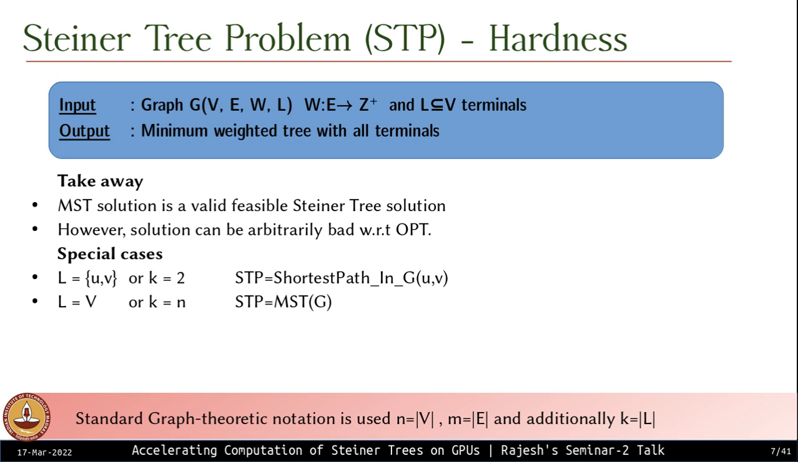There are two special cases for this Steiner tree problem. When the terminal set is just two vertices, then the Steiner tree is actually the shortest path between the two vertices, right? And when the terminal set is all the vertices, then the MST itself is the Steiner tree for the instance.